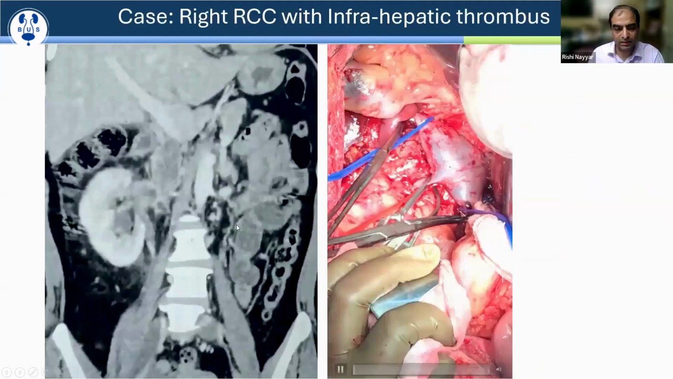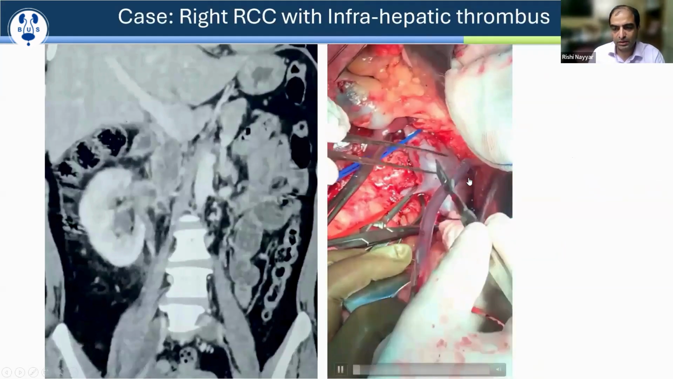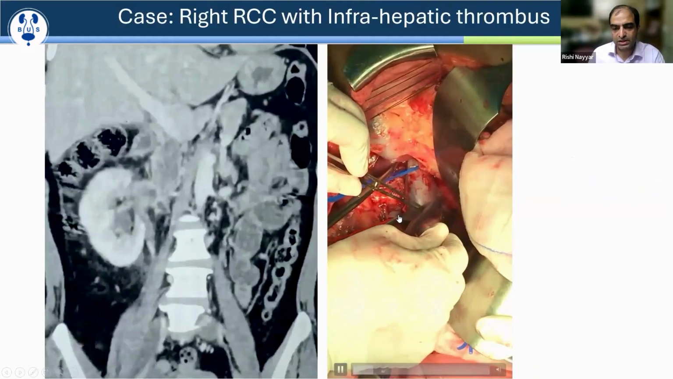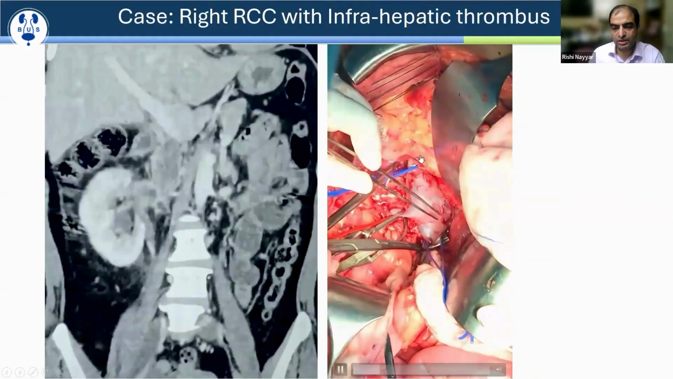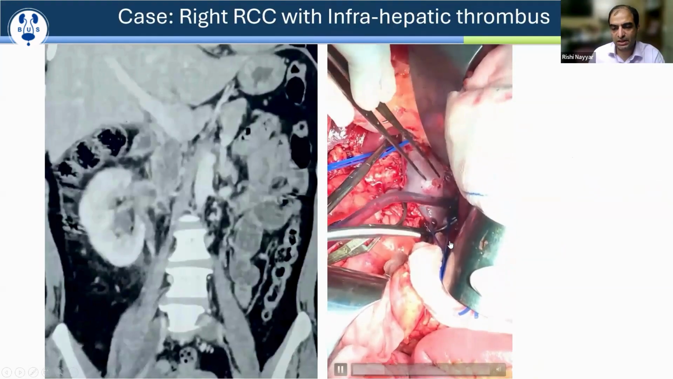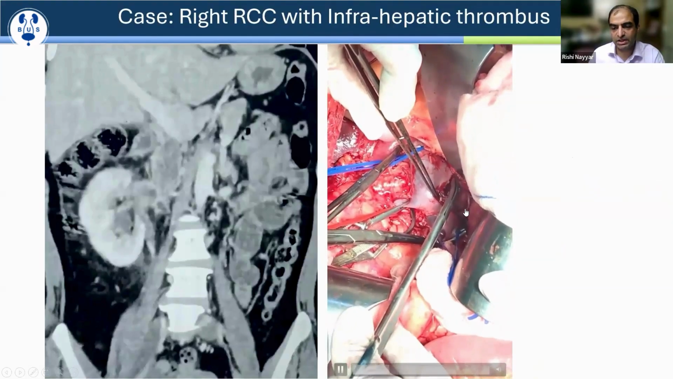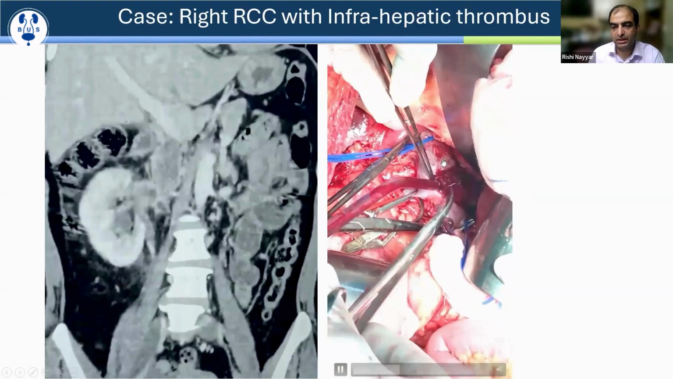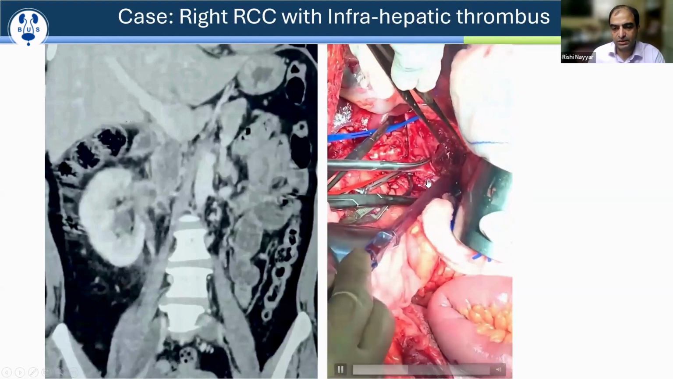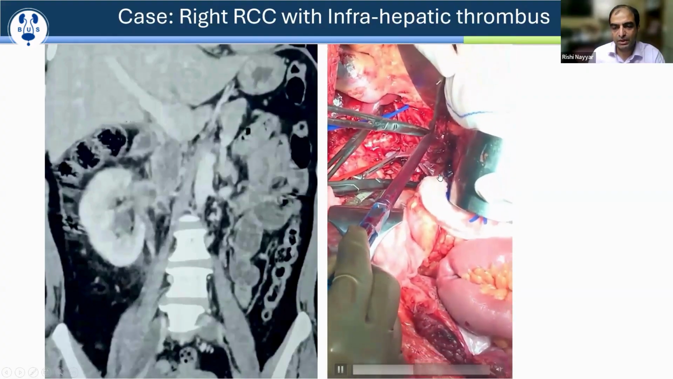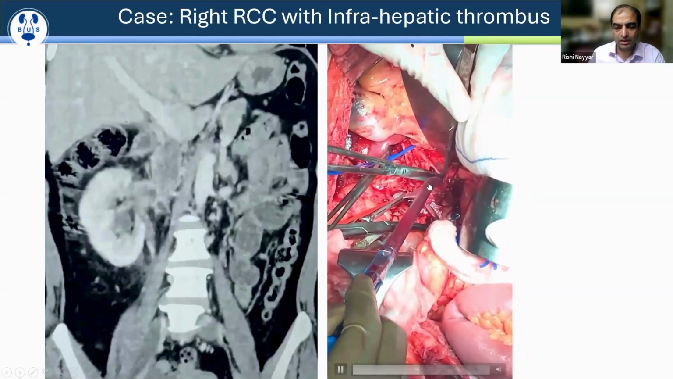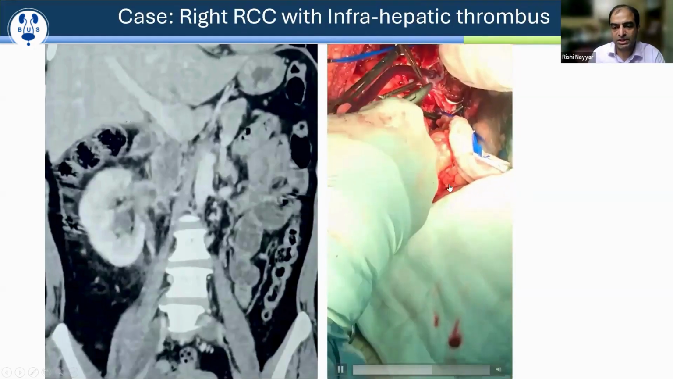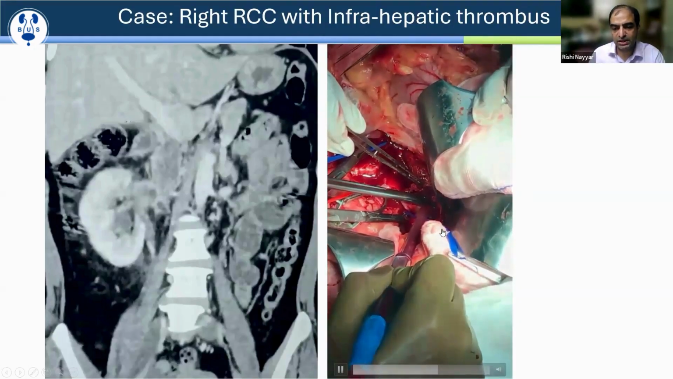So now once this is done, you give a cavotomy, like in this particular case. This is the opposite renal vein. This is the clamp which is applied below the thrombus. This is the clamp applied above the thrombus, and the cavotomy is done. Tumor is on the right aspect. So the thrombus is flushed out. Make a cavotomy incision only from where you think, don't extend it too much. It should be just sufficient for the thrombus to come out easily.